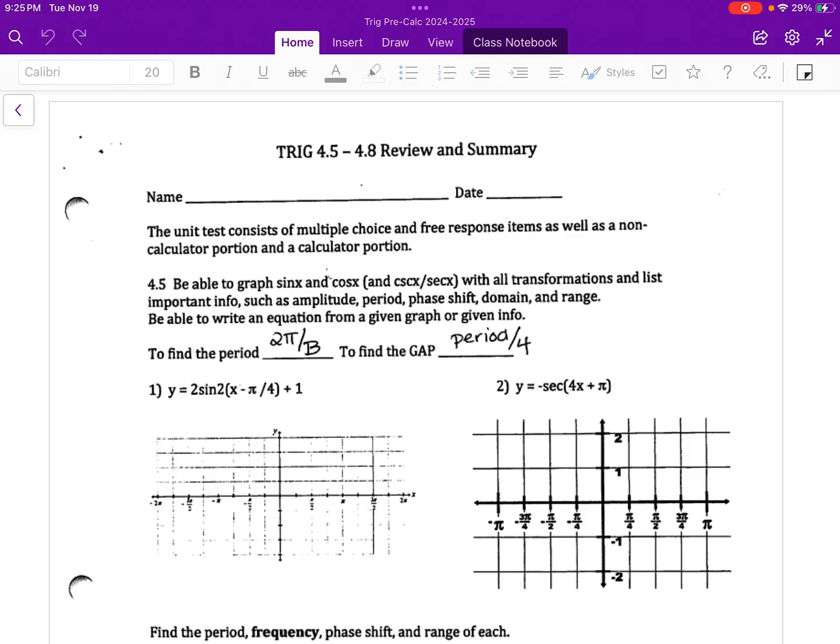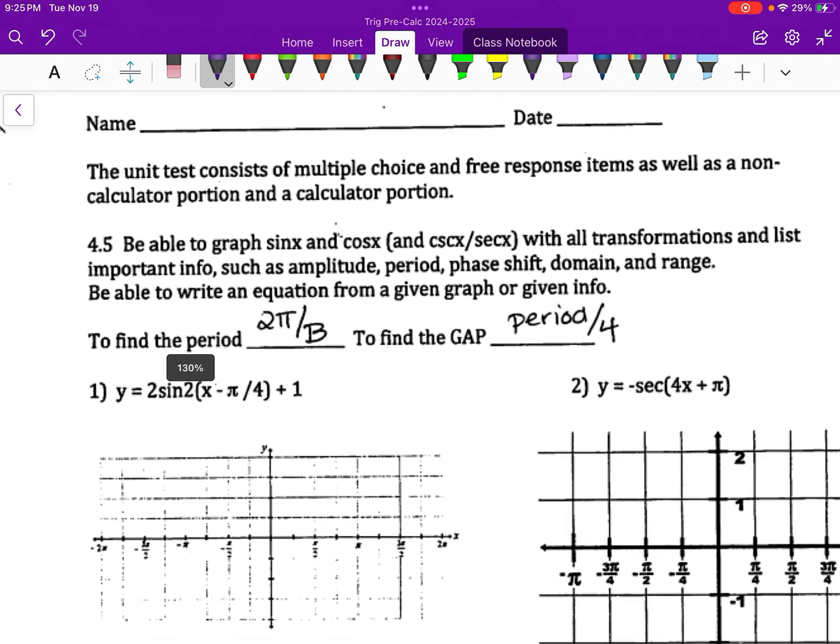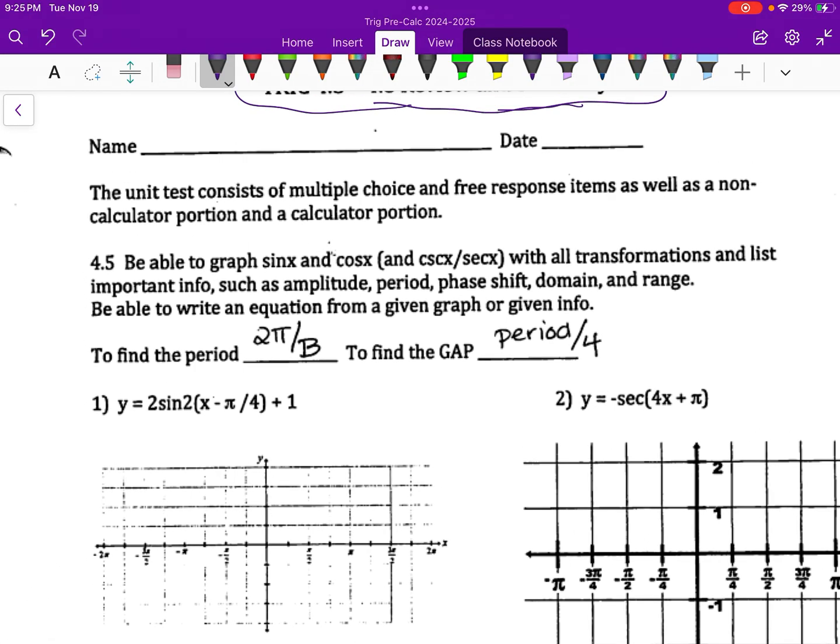So what I'm actually going to be working on here today is the 4.5, 4.8 review. And I'm going to try and go through this as quickly as possible so that the video doesn't turn out to be super long. So a couple of key things to keep in mind for the unit test that you're going to be taking, multiple choice and free response. Most of it is non-calculator. I mean, how often are we using the calculator in any way, shape, or form? Pretty much never. Okay, so be aware that that's kind of what we're looking at.